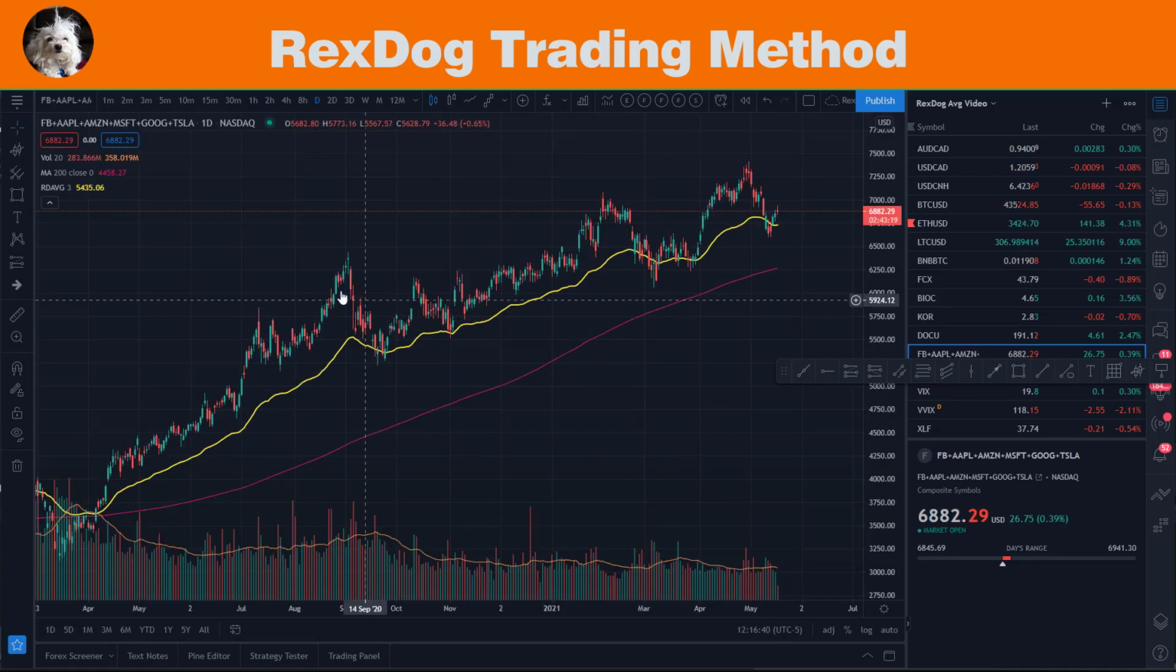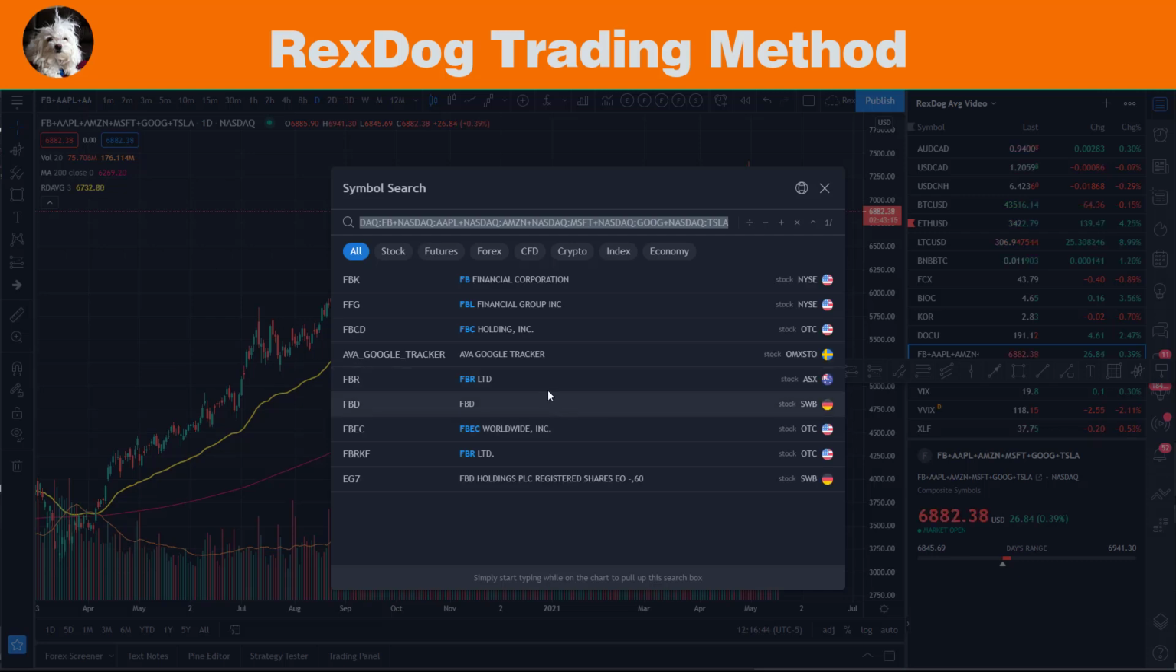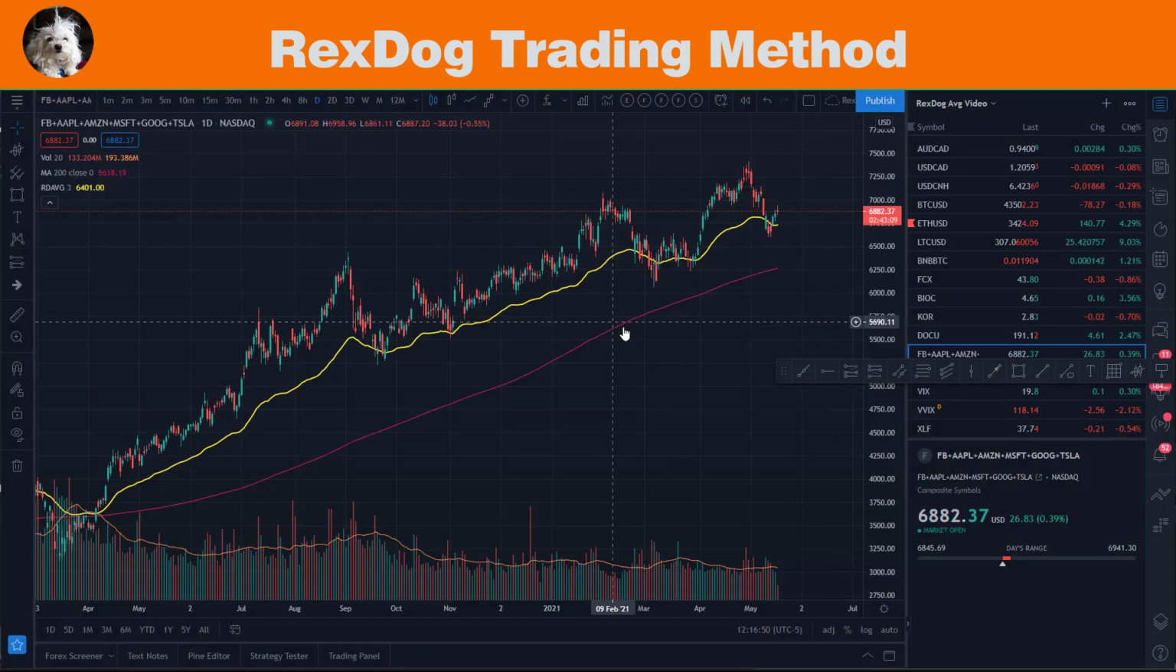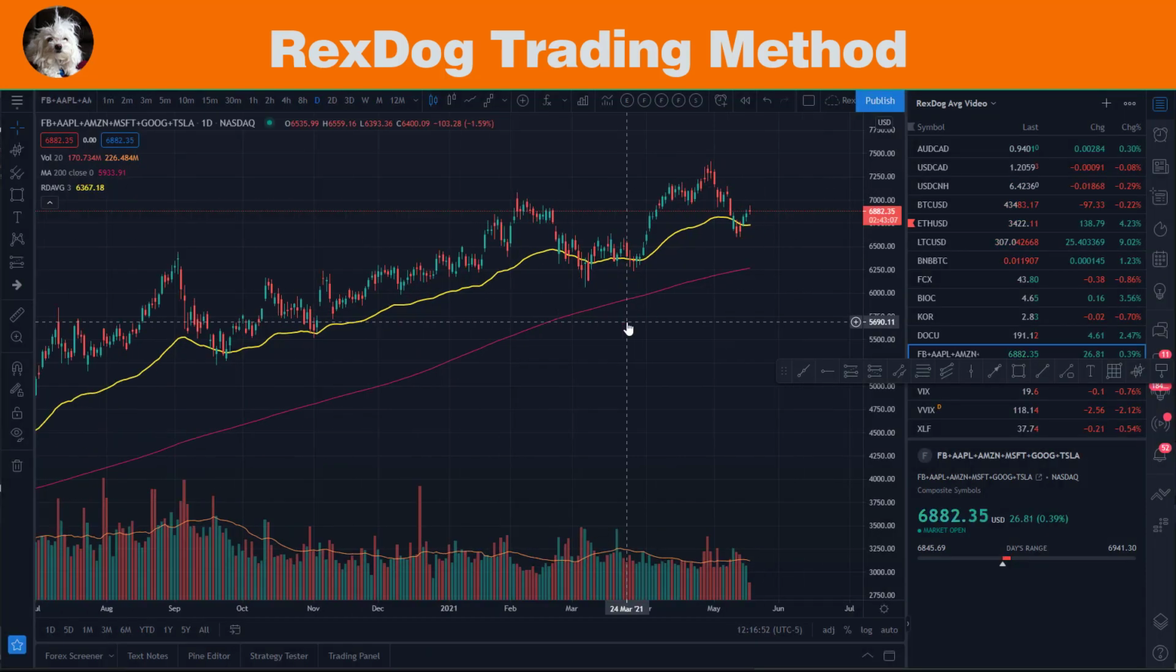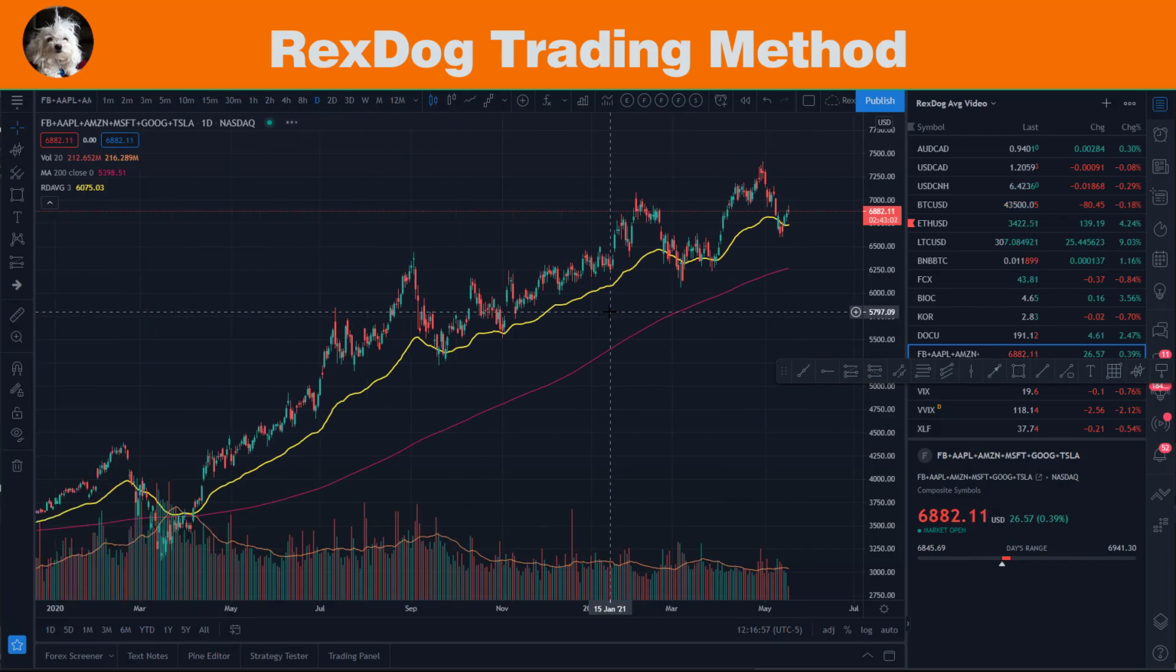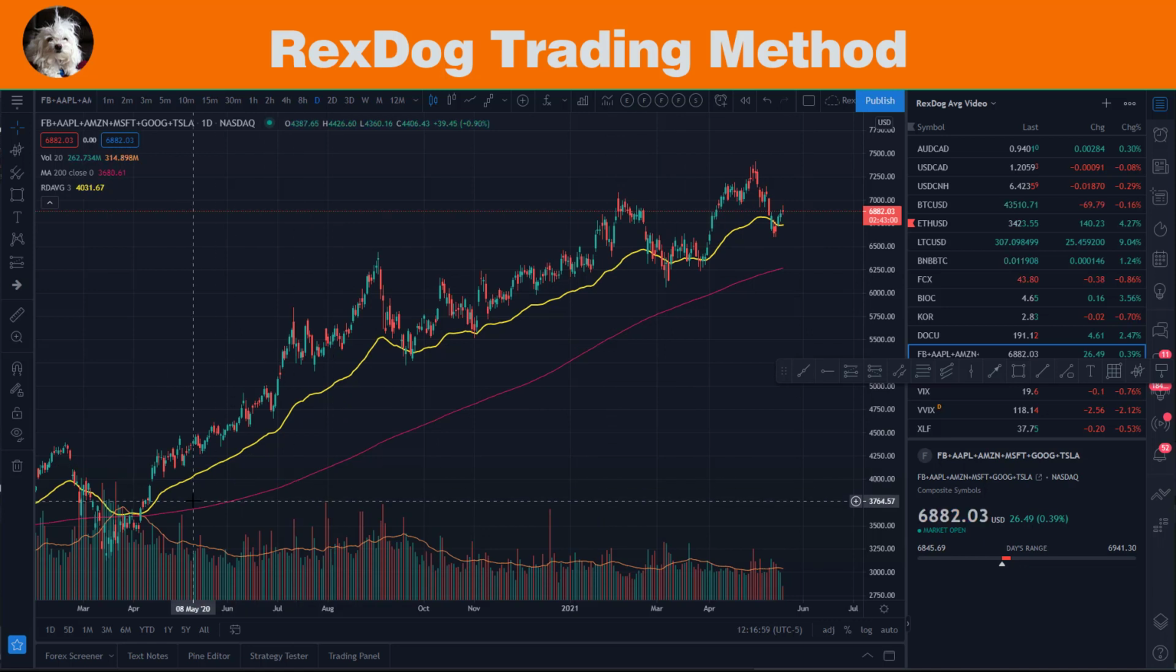Oh, this symbol here. This is my conglomerate big tech symbol. It's made up of Facebook, Apple, Amazon, Microsoft, Google, and Tesla. Basically, it's just a combination of those symbols. I use this for trading the NASDAQ as well. But you can see here there's a clear uptrend with the RexDog average going all the way up. Let's move on.